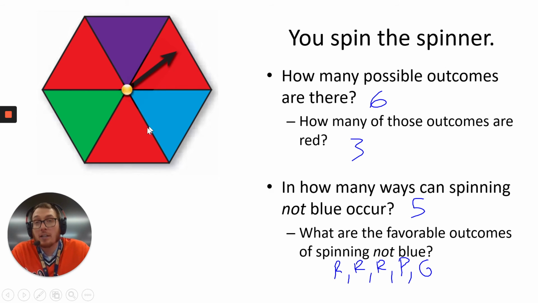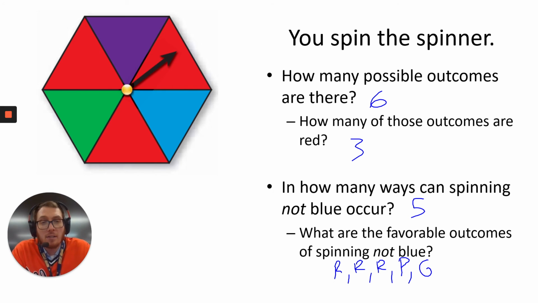How many of those 6 outcomes are red? Well, 3 of them are red. How many ways can you spin not blue? Well, there's 5 ways. And what are they? Well, it's red, red, red, and purple and green. Notice I had to write red 3 times, and that's to showcase there's 3 areas of red as opposed to just 1 area of red.